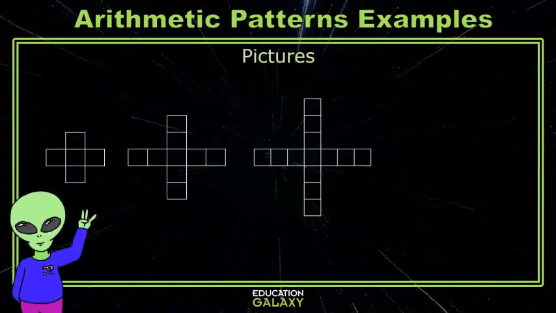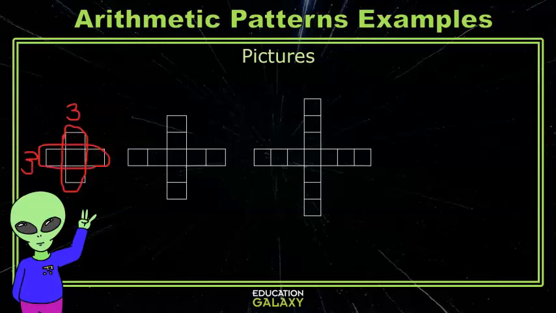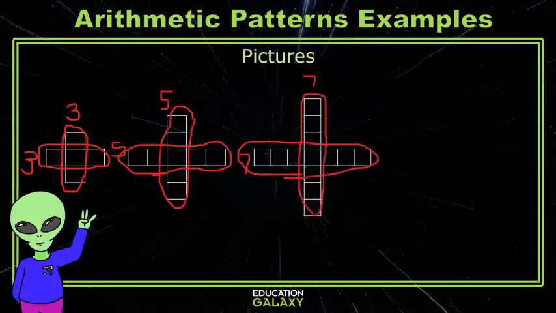We can also recognize patterns in pictures. To figure out the pattern, let's identify how big each shape is. The first one is 3 boxes tall and 3 boxes wide. The second one is 5 tall and 5 wide. Then 7. So if I have 3, 5, 7, the pattern is adding 2.